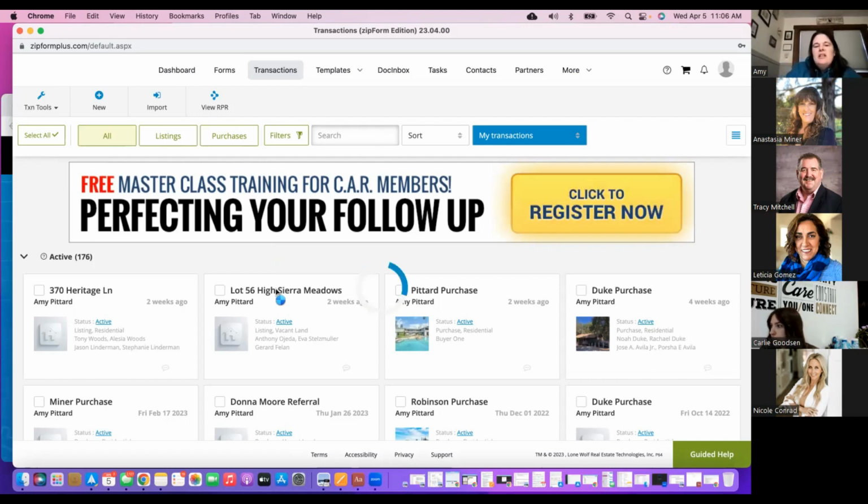So you can change the way that your transactions lay out, where you have little boxes or you have little lines. So in the upper right-hand corner, you'll see that little box with the lines on it. If you click that, it'll change your transactions instead of the boxes like mine. It'll list them out in list format.